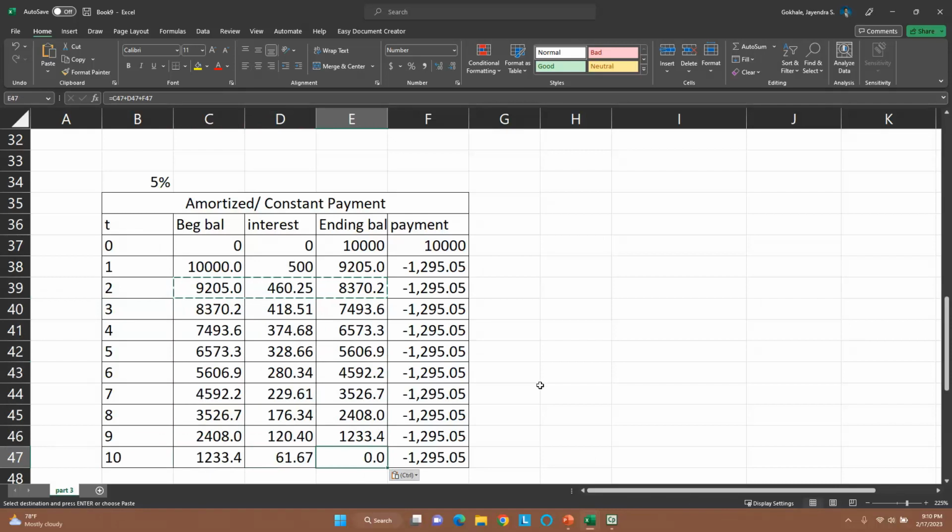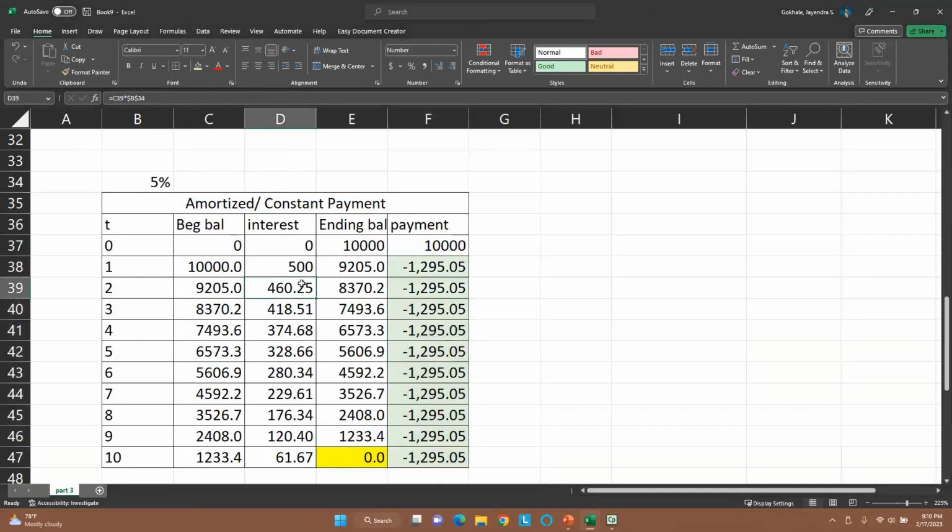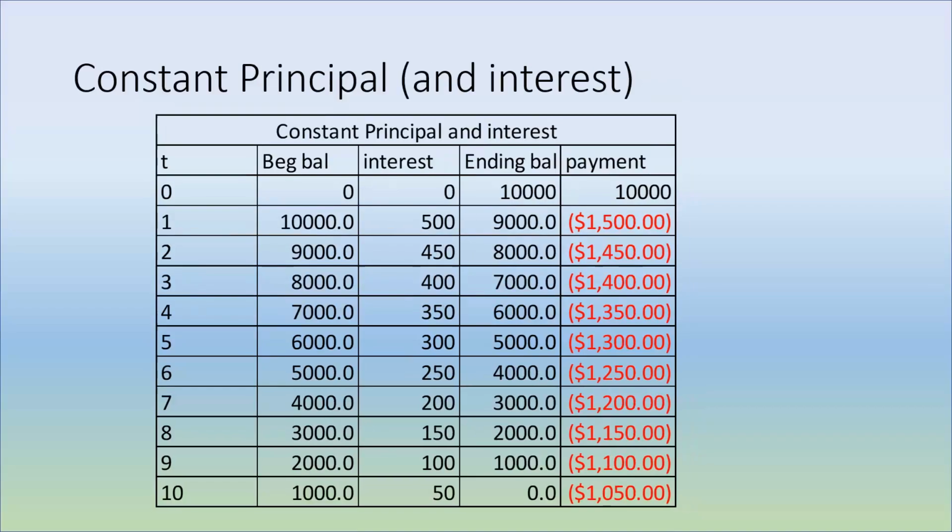The best part is this 0 that we get at the end of the 10th period. It's not magical, because the PMT function was meant to calculate this payment in such a way that the final balance would be 0 with the help of this constant payment. The constant payment is 1295.05, measured in that green cell here, which we calculated using the PMT function. So that's the same thing that we got here, 1295.05.